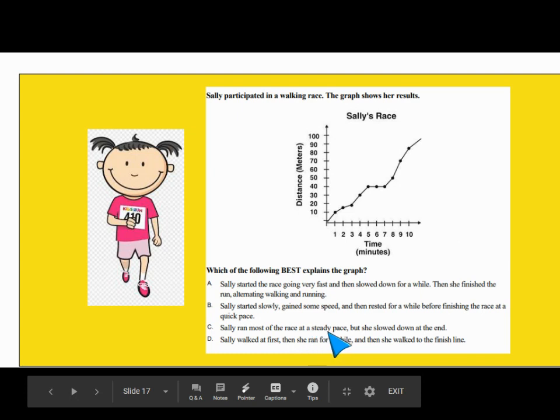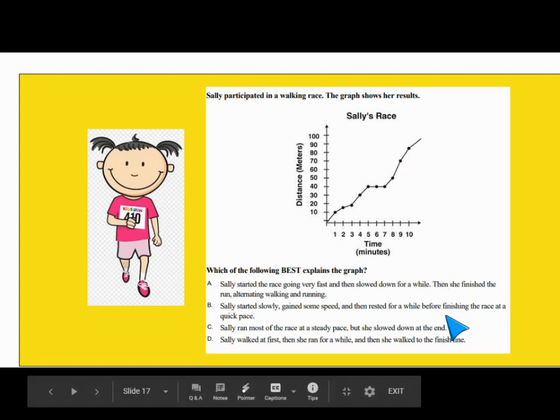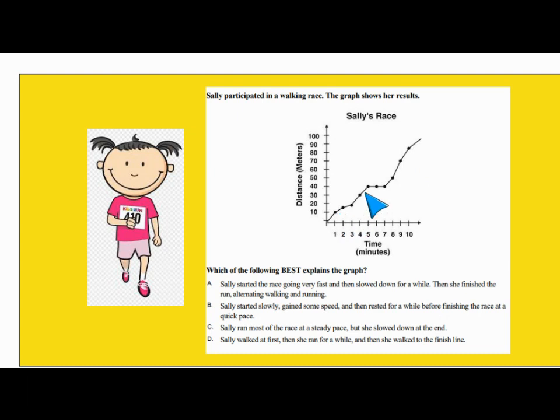C: Sally ran most of the race at a steady pace, but slowed down at the end. No, we would have probably about the same slope of line between all the data points, and then it would even off a little bit at the end. So it's not going to be C. D: Sally walked at first, okay, then she ran for a while, and then she walked to the finish. It breaks up right here. It doesn't talk about her rest, and it doesn't talk about speeding up at a fast pace at the end. So the answer is B. She started slowly, she gained some speed here, she rested, then she finished quickly.